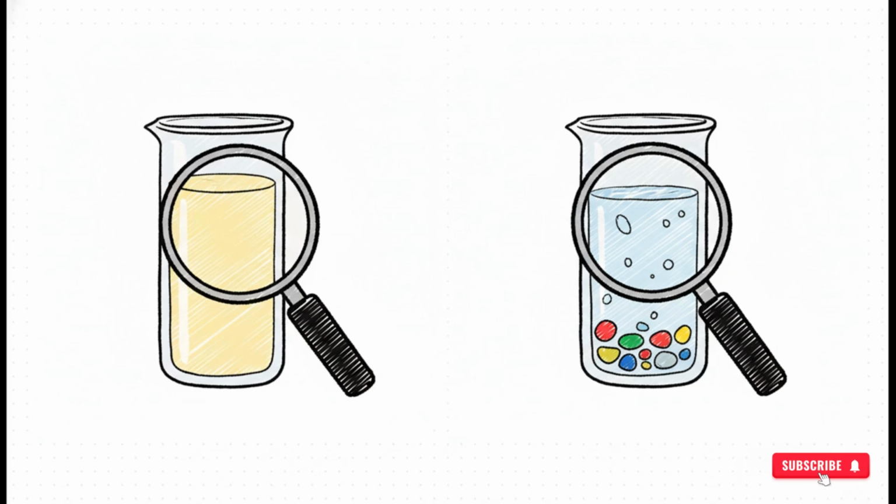On the other hand, you've got a heterogeneous mixture. This one is non-uniform. Think about putting some pebbles in a glass of water or looking at a handful of different rocks. You can clearly see all the different pieces. They're mixed but not evenly.